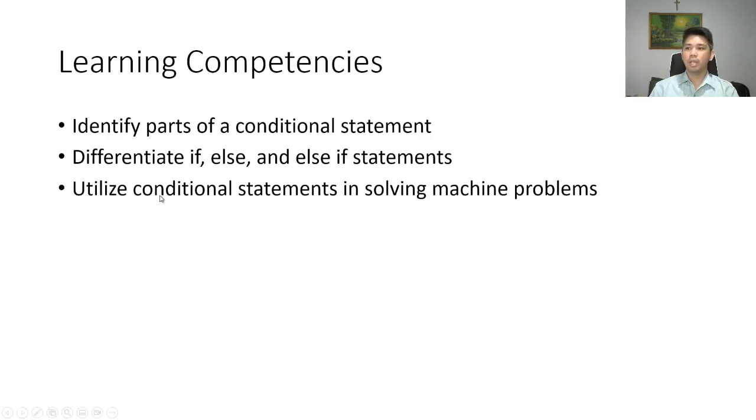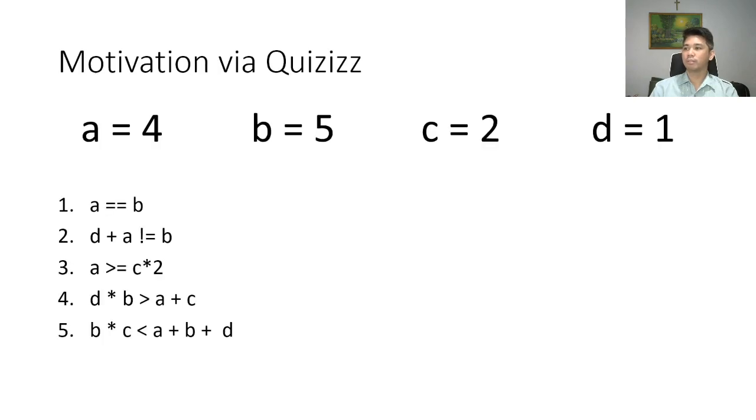So we will have a motivation. For hybrid students, this will be via Quizizz. But for ODL students, I just want you to answer this on your own. We have four different values provided. A gets 4, B gets 5, C gets 2, and D gets 1. Assume that all of the variables are integers.